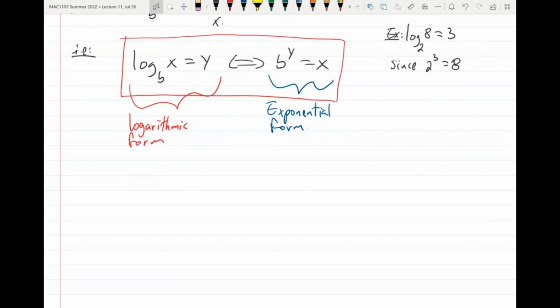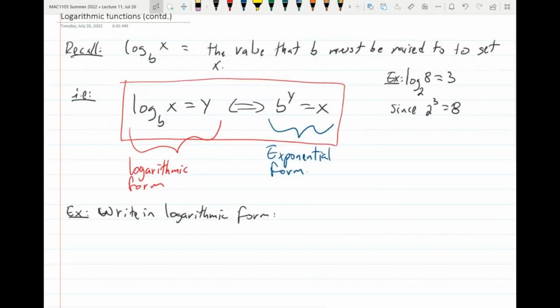So let's do an example. Write in logarithmic form. Notice the pattern. Whether you go back and forth, the base of the log and the base of the exponent is always the same. When you go from exponential to logarithm, the base of the exponent is the base of your log, and then the exponent itself is what the entire log equals. Remember, log is just exponent. So whatever is in here has to go in this piece, in this pattern. Hopefully it's easy to make that connection.